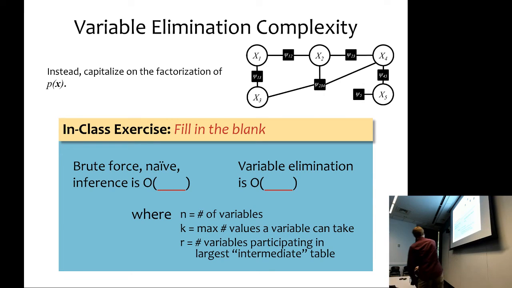Oh, and let me just define these terms so that we're all clear. n is the number of variables. K is the maximum number of values that a variable can take. You could think of this as if there were a unary factor, a factor that just touched that variable, it would be the size of that factor, that vector. And R is the number of variables participating in the largest intermediate table that's produced as you step through the variable elimination algorithm. So R is the variable that makes this problem a lot easier. R should not appear anywhere when we're talking about brute force.